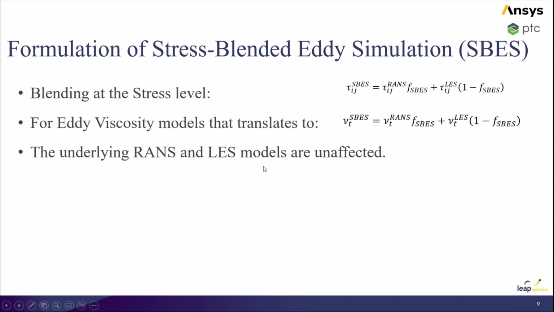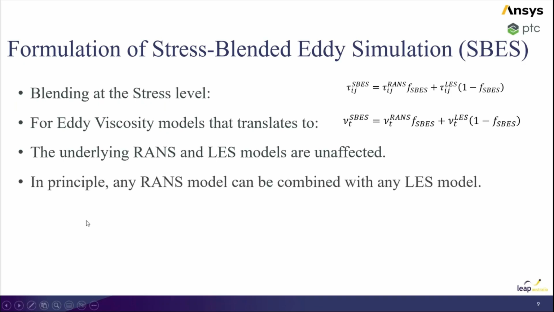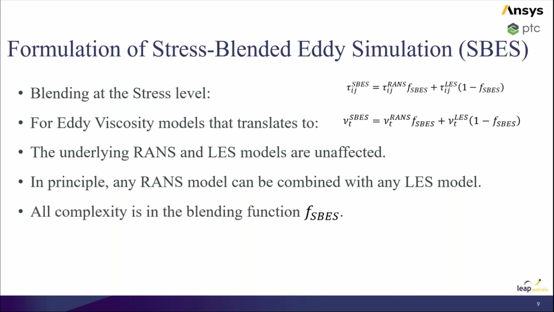But we don't change anything else. We don't change anything in RANS. We don't change anything in LES. And we just blend them together. So we can combine any RANS model with any LES model we want. So we can choose our RANS model to give us good behavior near the walls, and we can choose our LES model that's our favorite subgrid closure. So all the complexity is in this blending function.